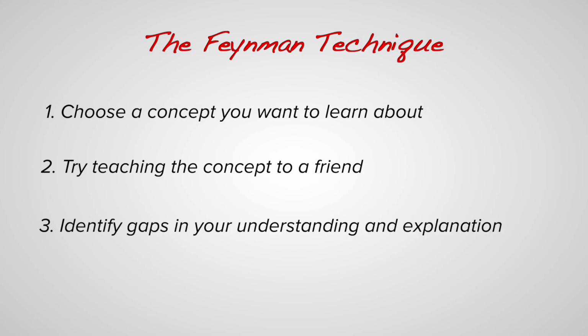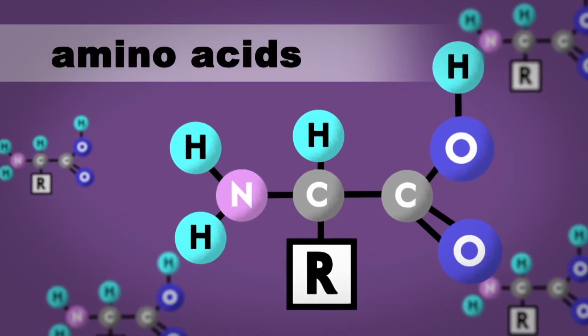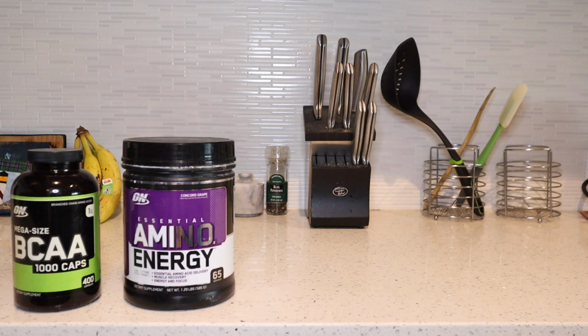Step 3. Identify gaps in your own understanding and explanation. This is the point where the real learning happens. What are you missing? What don't you know? Do you really know what role amino acids play in building muscle, or whether supplements are truly necessary? You then have to go back to your source material and gather the information that can help fill in those gaps.